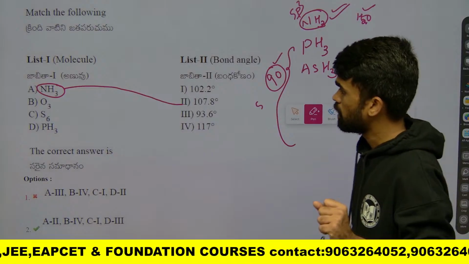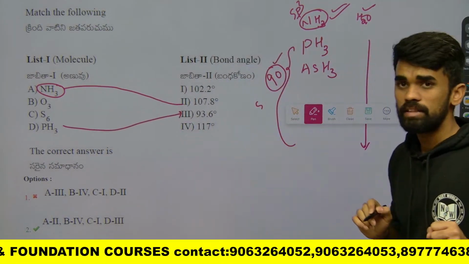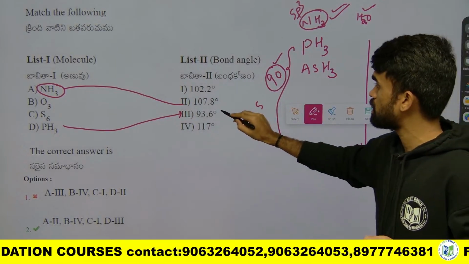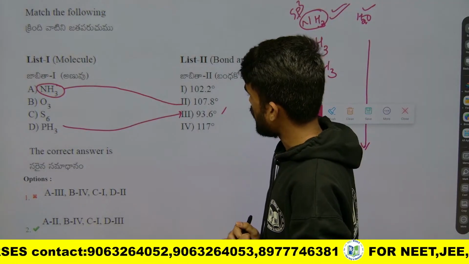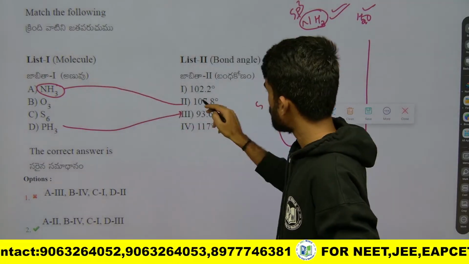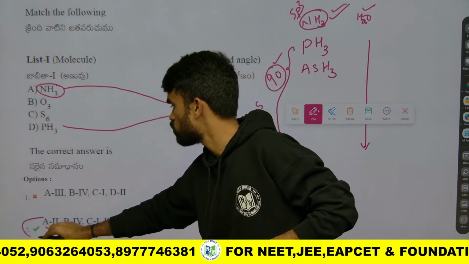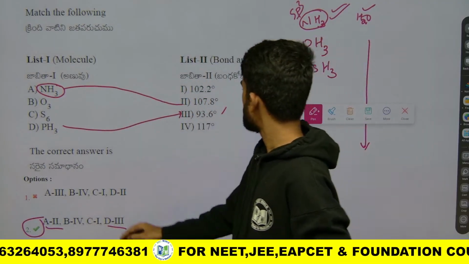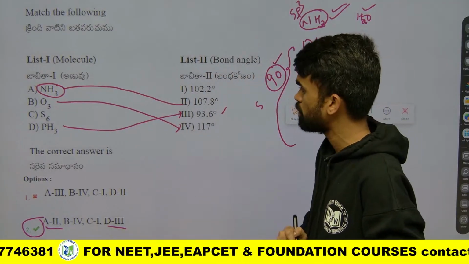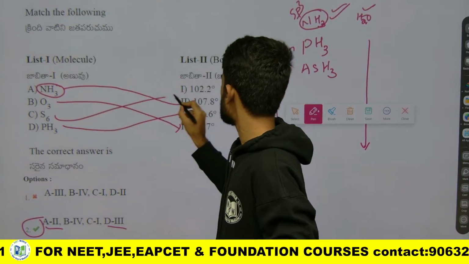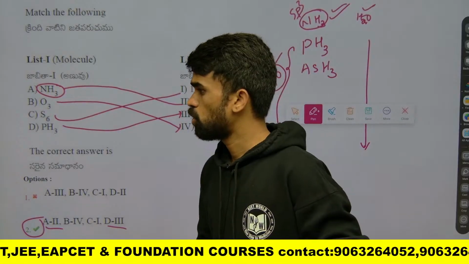Hope it is clear. Now, phosphine will have how much? Around 93 degrees, okay. That's what I am saying, in and around 90 degrees, it is close to 93. Then next, just check A2 and D3. So A2, D3 is here, so you can go with this option. And B4, this is bent shape, we will have around 117 for ozone, okay. And the next, SF6 will have 102. Hope it is clear now.